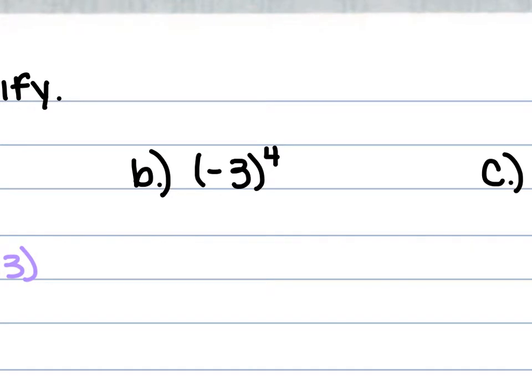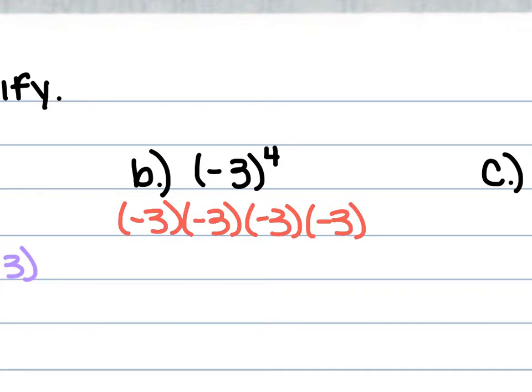For B, we have negative 3 in parentheses, and then it's raised to the 4th power. So this is the same thing as negative 3 times negative 3 times negative 3 times negative 3. So we have an even number of negatives, so our answer is going to be positive. And 3 times 3 is 9, and 9 times 9 is 81.